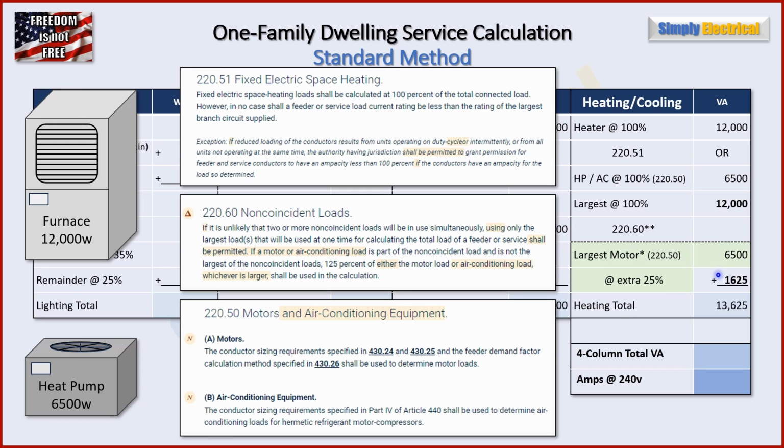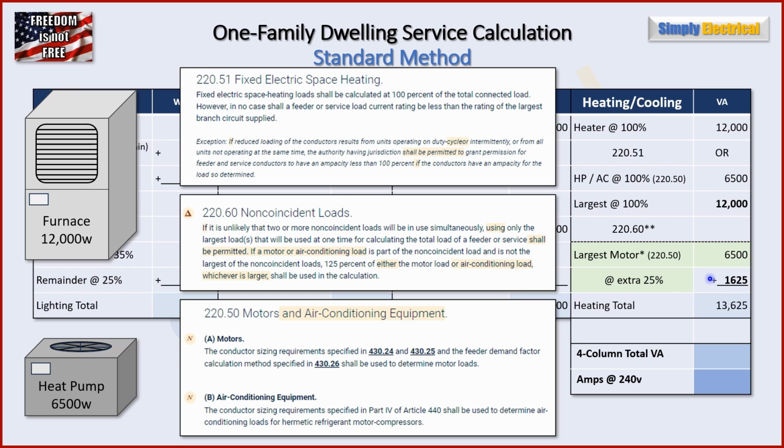So that's what I have this little green shaded area for. The largest motor of the dwelling has to be taken an extra 25% and added to it. So in our case, it is the air conditioner. It is the heat pump, 6500 VA, and we got to add an extra 25%, which would be 1625 VA, and we're going to add that to our calculation.